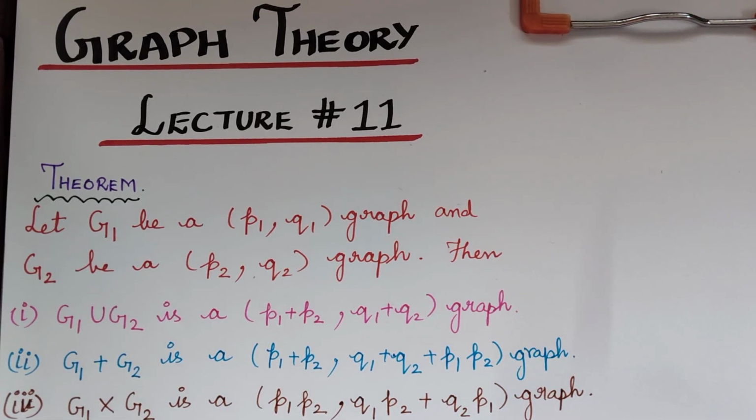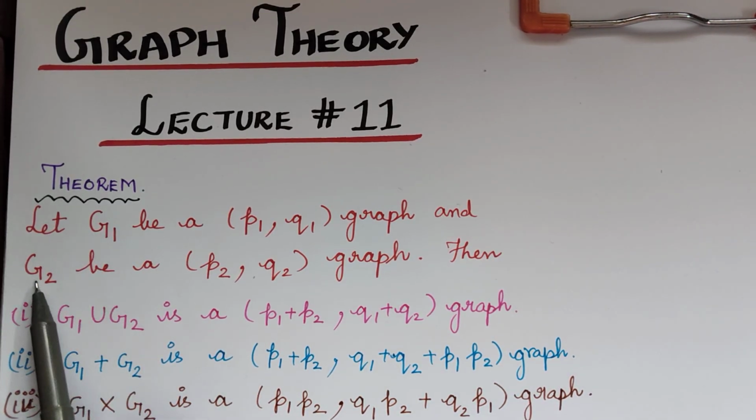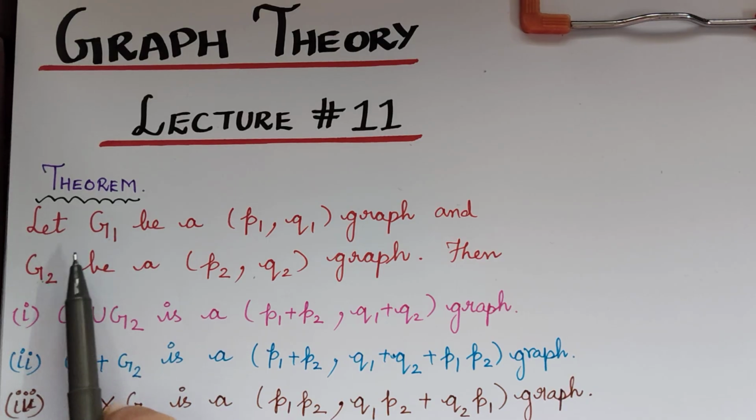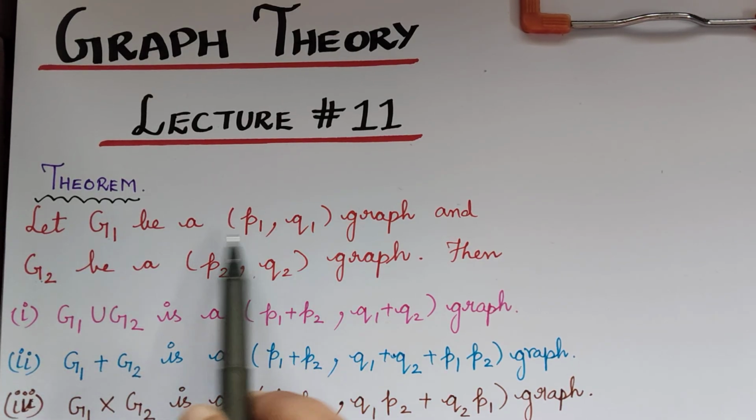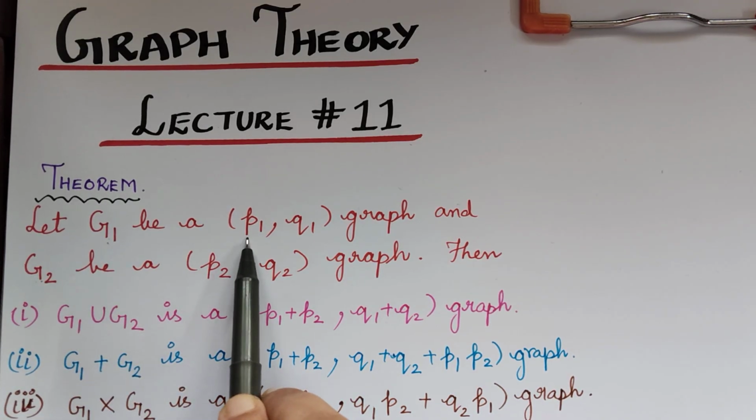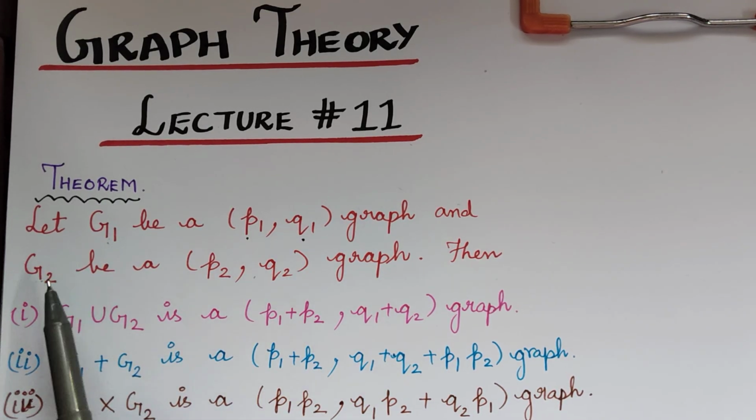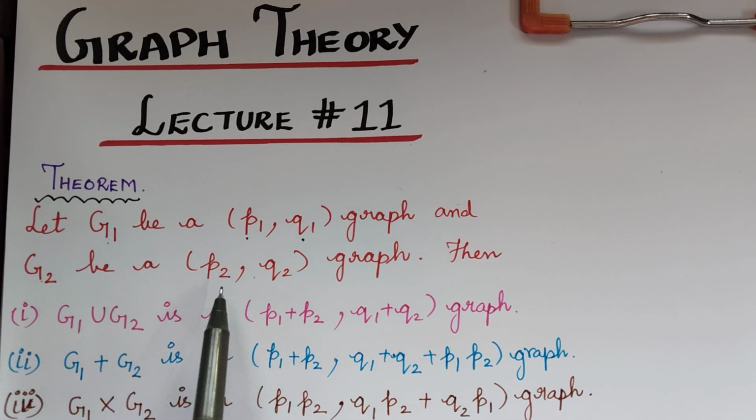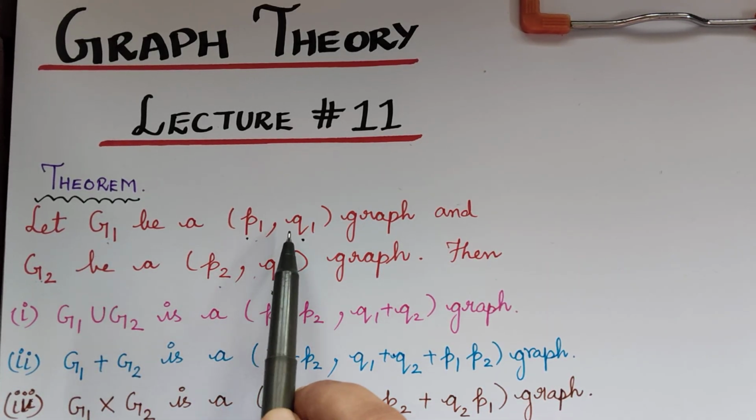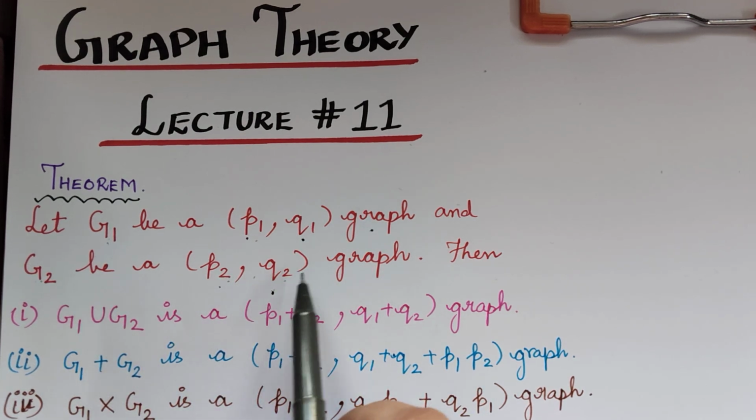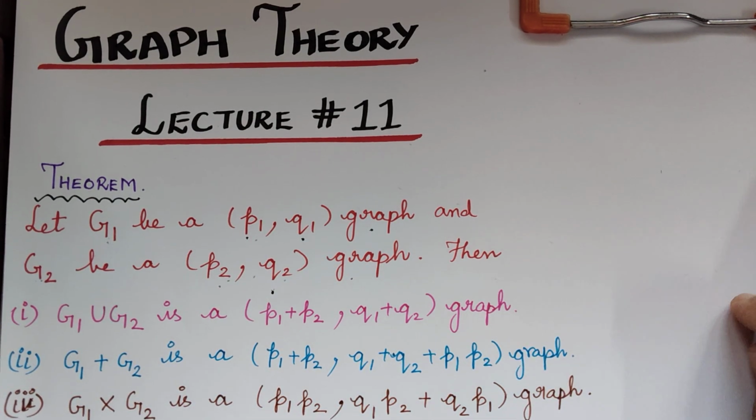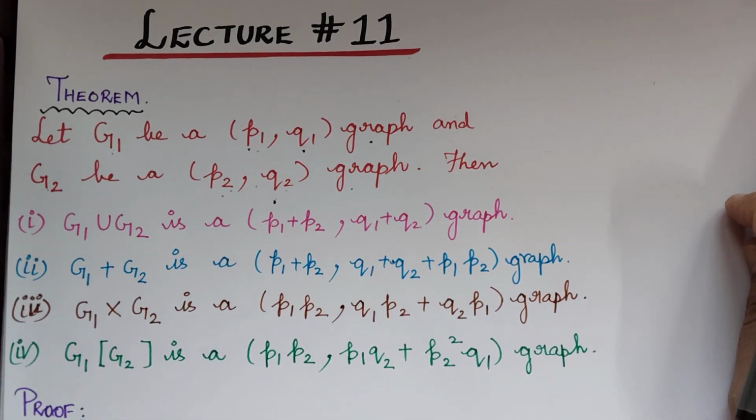Now here the theorem says that if G1 and G2 are two graphs where the number of vertices and the number of edges of graph G1 is P1 and Q1, and the number of vertices and the number of edges of graph G2 is P2 and Q2, and so G1 is known as a P1, Q1 graph, and G2 is known as a P2, Q2 graph. We have to prove the following four subdivisions.